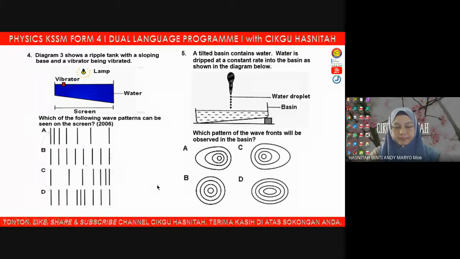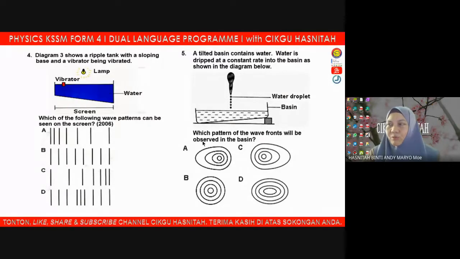Students, what do you say? It is similar to question number 5. You can see a tilted basin containing water. Water is streamed at a constant rate, constant rate meaning at a fixed frequency, into the basin as shown in the diagram. So you have to choose the correct pattern of the wavefront that we are going to observe in the basin.